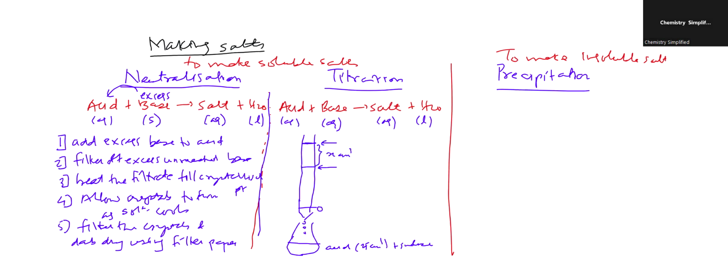Then I repeat the experiment without the indicator. But this time I know how much to add, so I don't need the indicator. I add x centimeter cube to 25. And I know that this has neither acid nor base in it. Both have been used up. So I will have only salt solution here. Then steps 3, 4, 5 you can repeat here: heat the solution till crystallization point, allow crystals to form, filter the crystals and tap dry using filter paper.